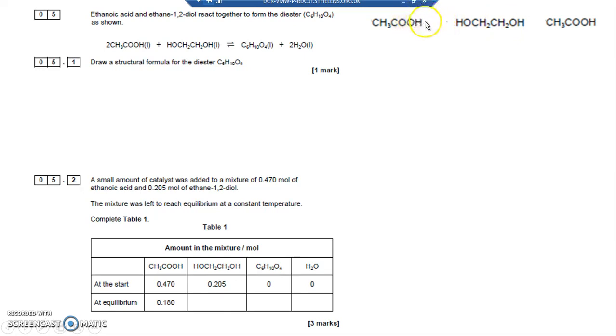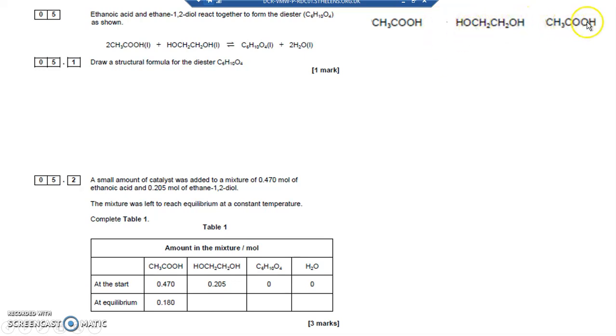And what happens is when you get a carboxylic acid group and an alcohol group, an OH group, they can react together to make water. Especially if you've got something like concentrated sulfuric acid as a catalyst that's going to help remove the water. And that reaction is called a condensation reaction. You make an ester, a COO group, and you make a condensation polymer.